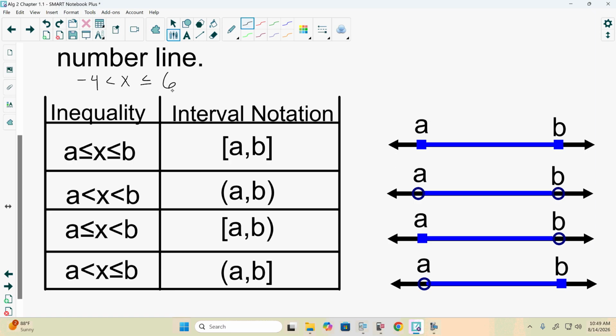What took the place of A in this setup? Negative 4. What took the place of B? 6. A is now negative 4, B is 6, yes? Which one of those 4 do our signs match up to? The fourth one, yes? So I can go back to this here. A is negative 4, B is 6. Because it matches up with that one at the bottom, we can just replace A and B. I have the interval notation. If I wanted to graph it, we just say A is now negative 4, B is now 6. I can mirror that on the graph.